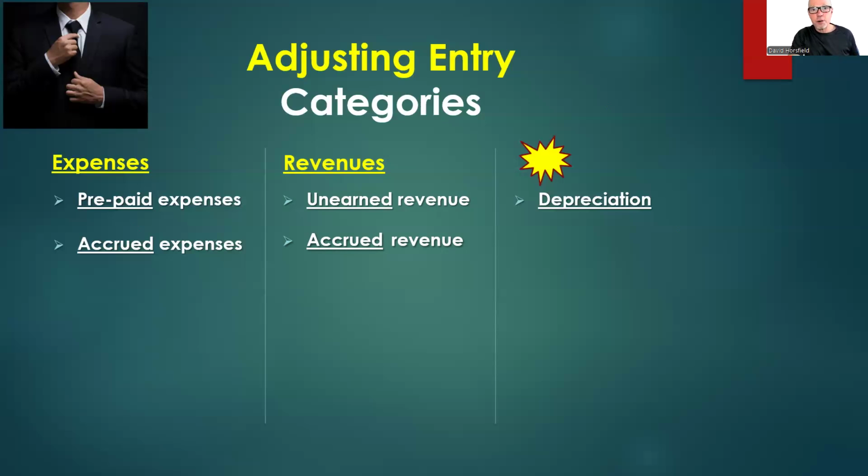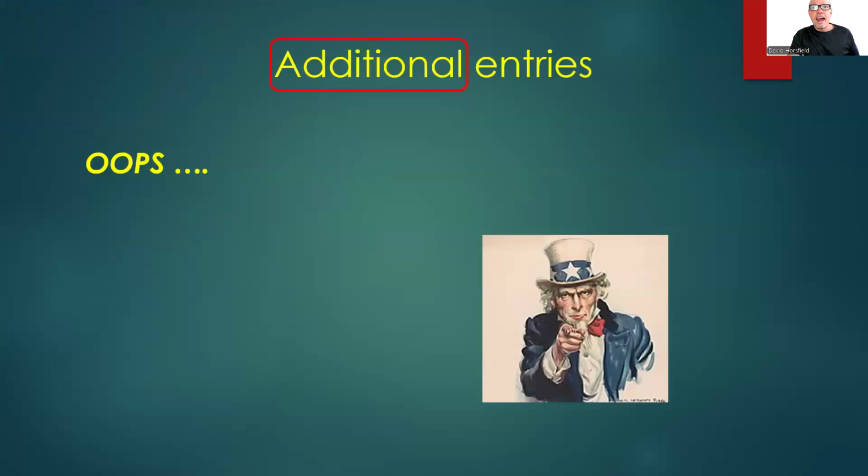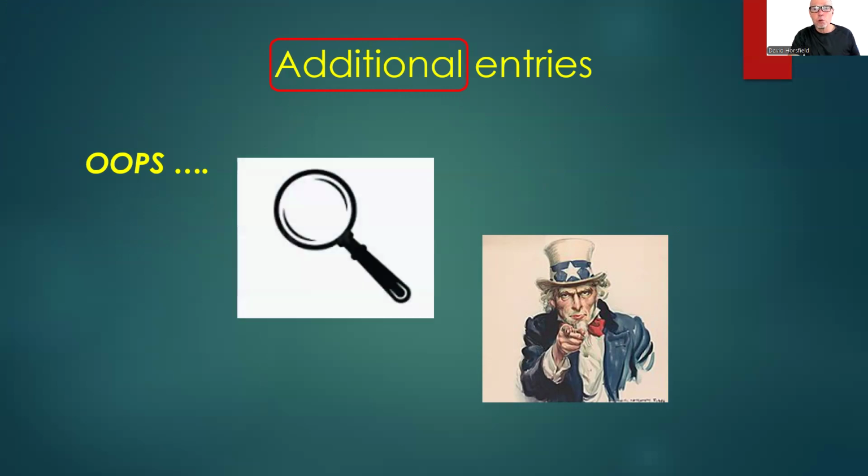And then the last category, which is coming soon, I promise, which is its own special snowflake, is called depreciation. And additional entries could be caught along the way. Maybe we find a mistake, and Uncle Sam, in the accounting process, we're paying our taxes and we need to make sure our books are correct. And we find through some close examination that we've missed something.